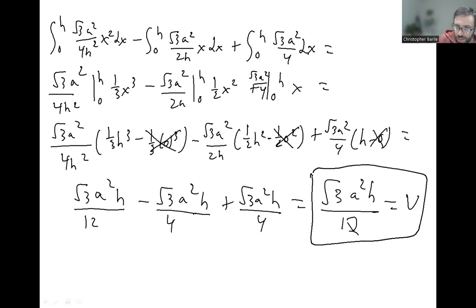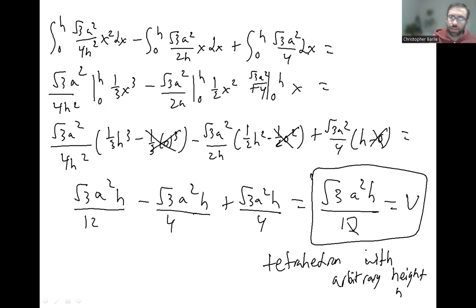So this is for a non-regular tetrahedron. We use calculus for a tetrahedron with an arbitrary height h, and an edge of that bottom triangle of a.